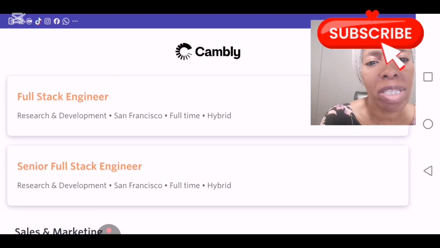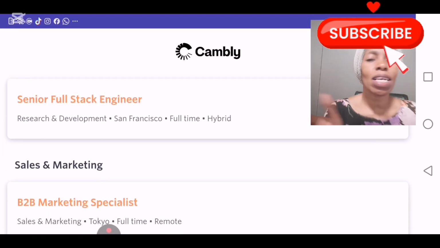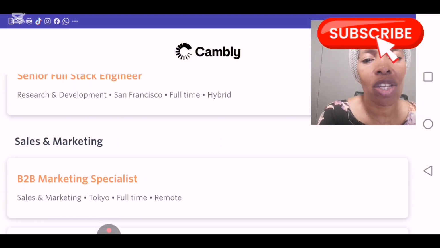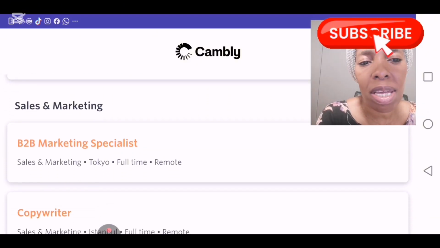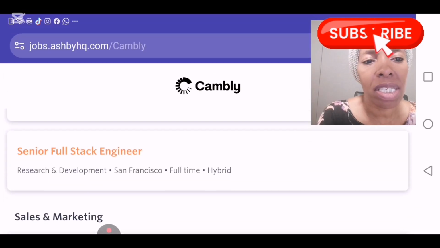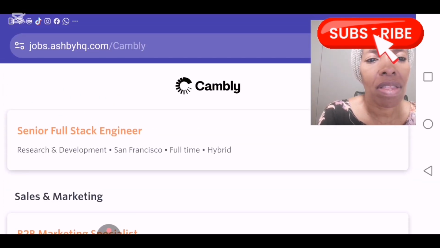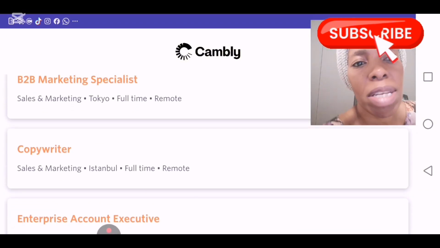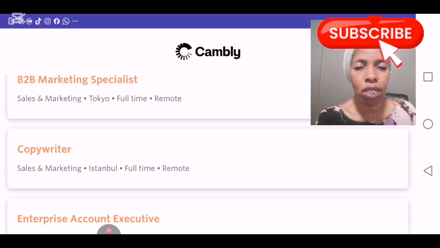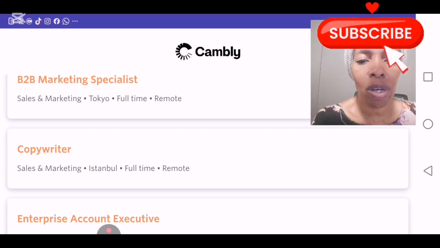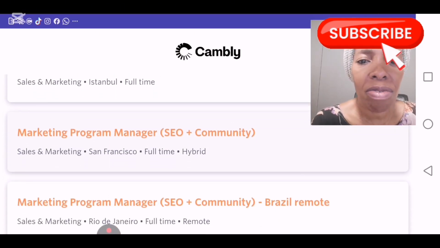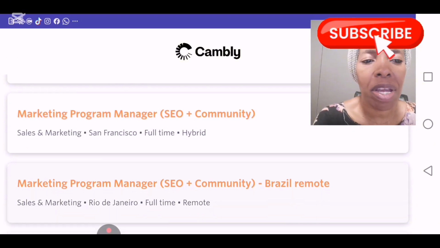So they have full stack engineering. This is basically software jobs. They have full stack engineer, they have B2B specialists. Okay, the first two are hybrid. The second, this B2B market specialist, that is remote. Copywriter, that's remote. Enterprise account executive, full-time. And then we have marketing program manager, hybrid.